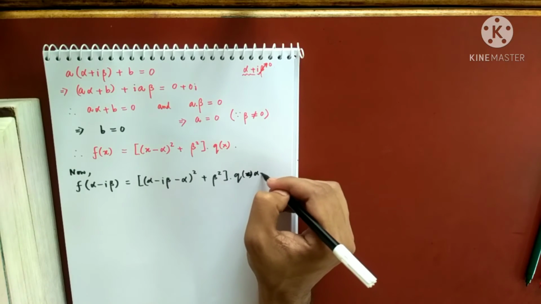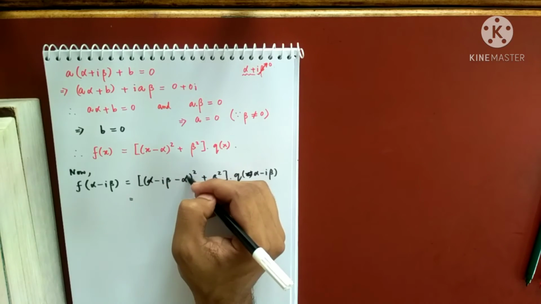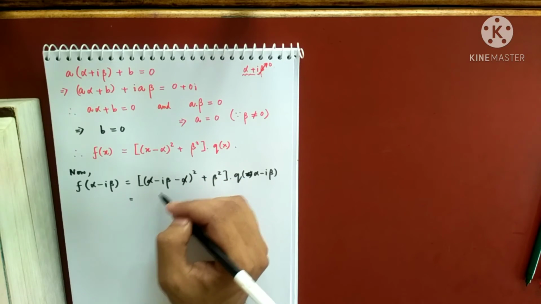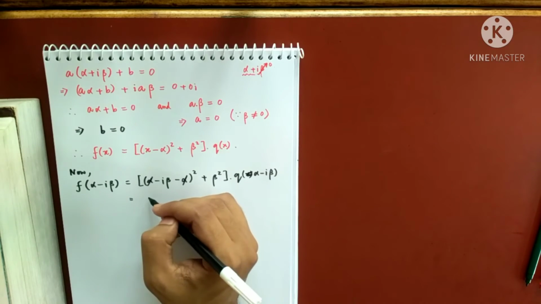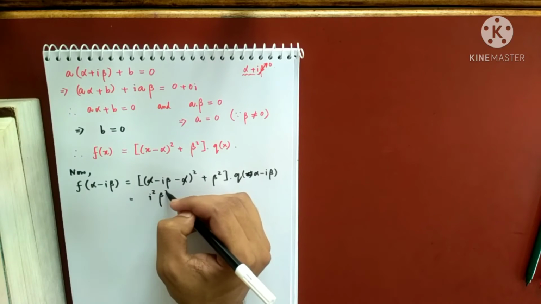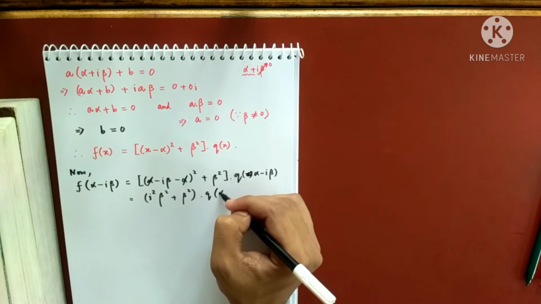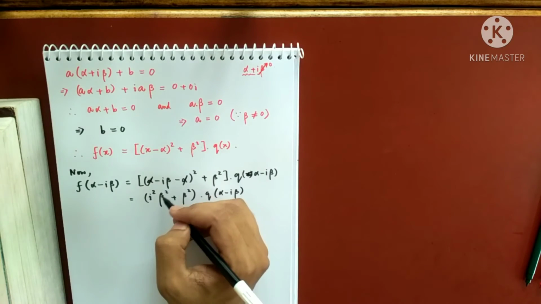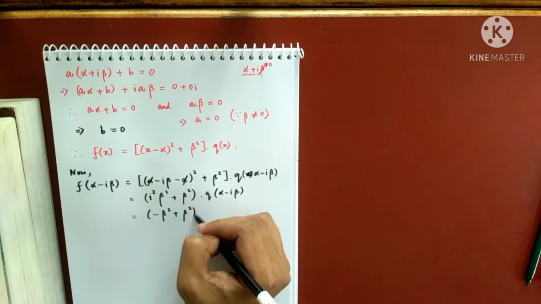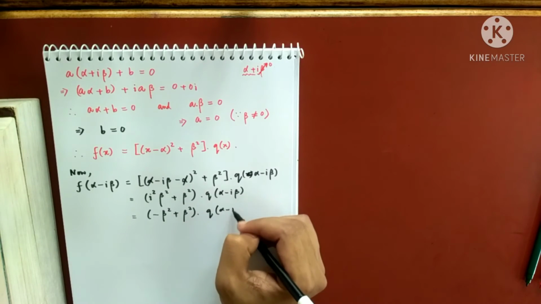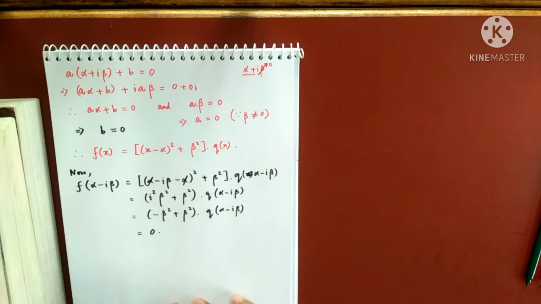Q of alpha minus i beta, right? So this is what, again alpha got cancelled. This is minus i beta whole square, so i square b square plus b square times q of alpha minus i beta. What is this? This is minus beta square plus beta square times q of alpha minus i beta, and that means this is 0, and that is what I was supposed to prove.